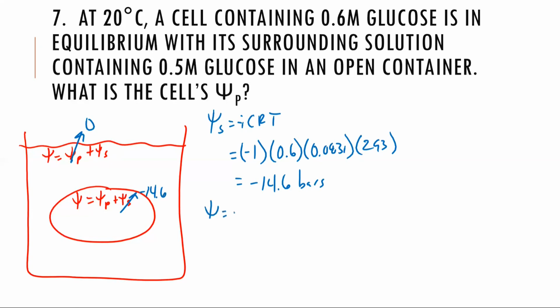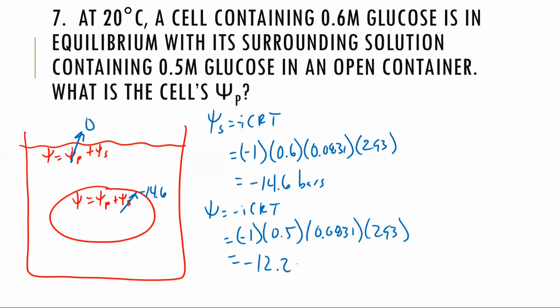I need to do the same thing for the beaker. This time it's still -1 for glucose. We have a 0.5 molar solution. 0.831 times temperature. This one's all going to come out to be negative 12.2 bars, right? And so now we know that the solution has an overall water potential of negative 12.2.